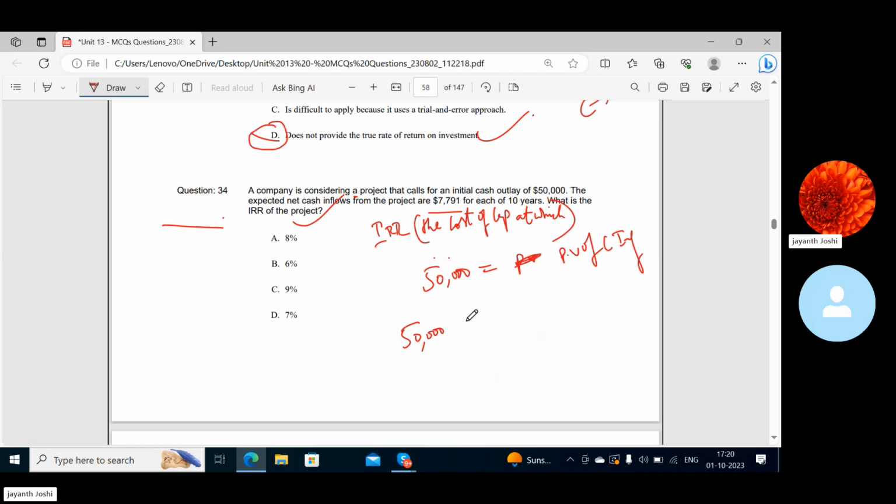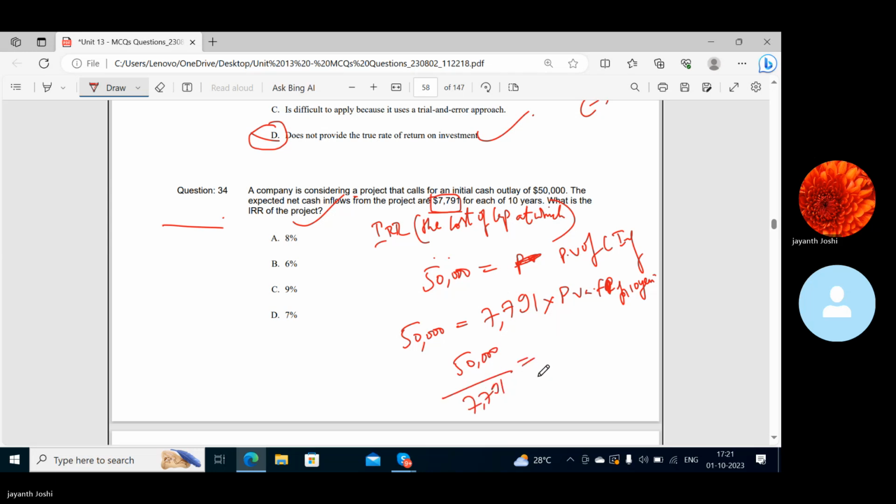So 50,000 is your outflow. See, your cash inflows are going to be 7,791, right? These are equal cash flows, right? For each of 10 years. So present value annuity factor at the rate of, we will get that. So present value annuity factor for 10 years we will find, right? So 50,000 divided by 7,791 can give me that factor or not? 6.417 I got.